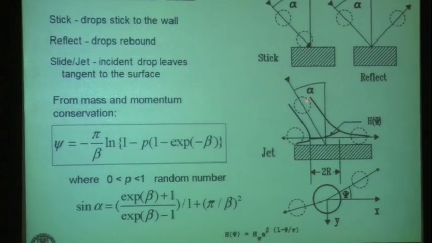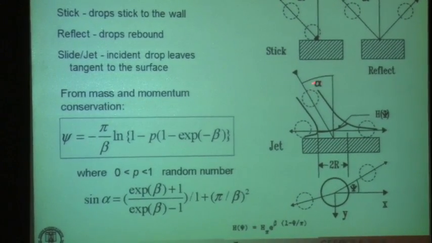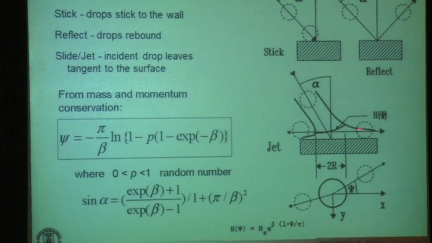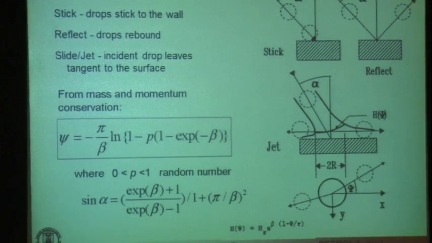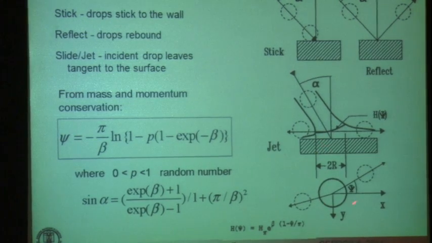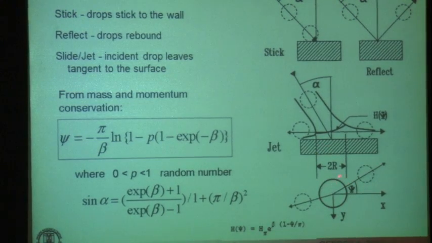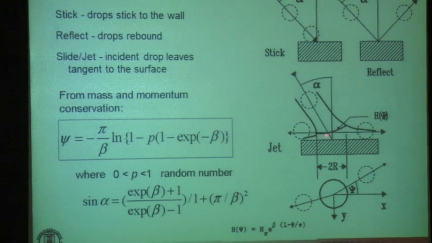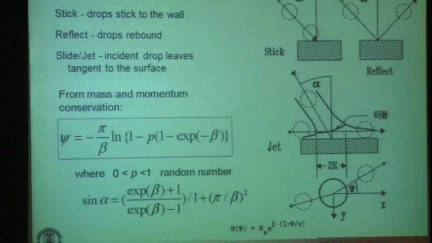So here I'm showing that as I incline my jet at angle alpha, I'm going to have a thicker film in the jet direction versus in the direction against the jet. And if I look at a plan view of that, I can represent this in terms of an azimuthal angle, capital phi, which is the probability that the liquid will be traveling at a given angle phi.